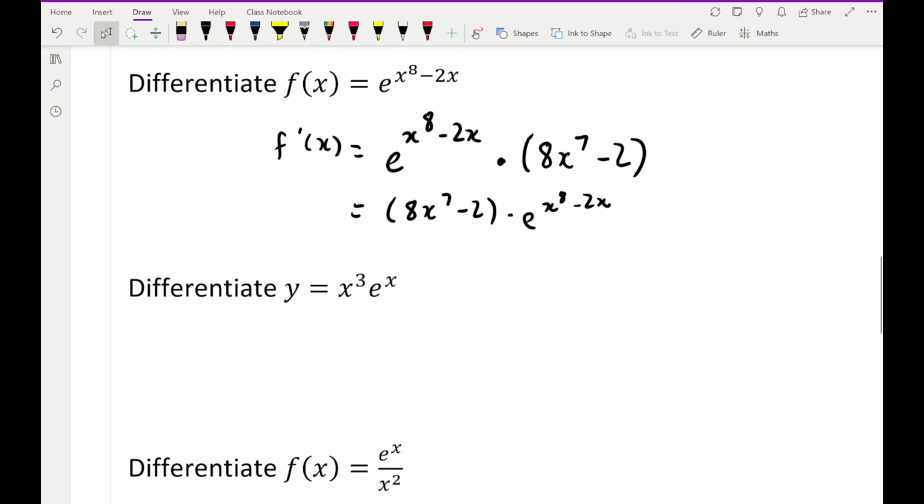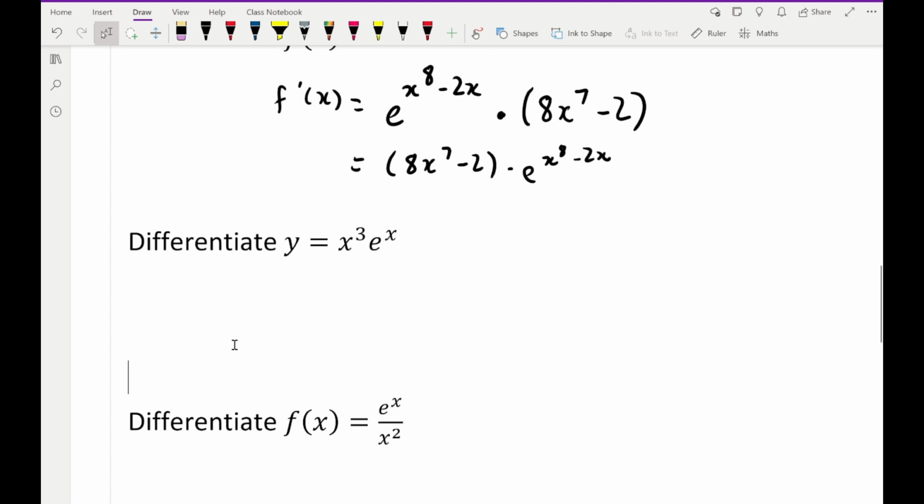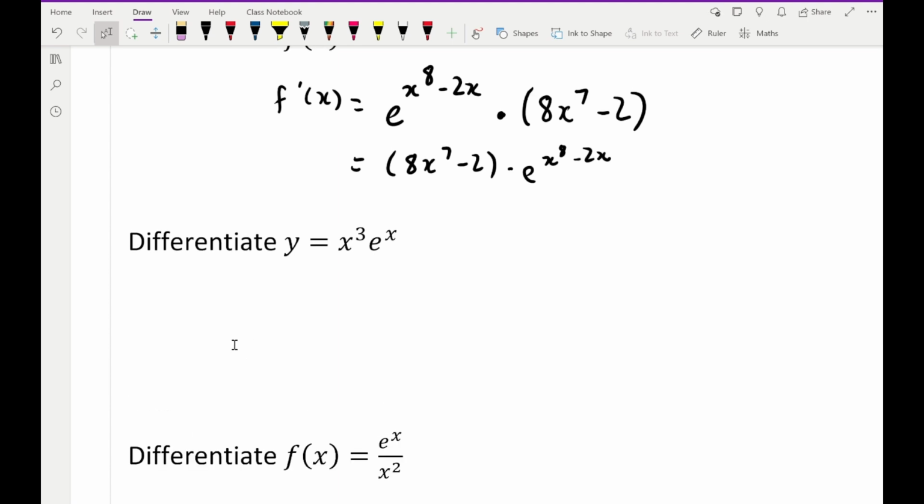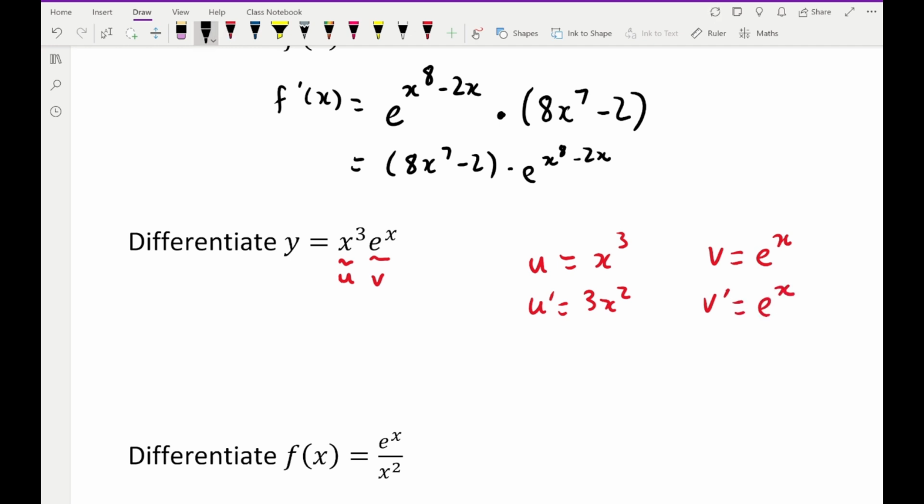Okay, differentiate this. Now, if you're feeling game, pause the video, stop, have a go at it. Now, hopefully you've had a go at it, and I'm hoping that you used the product rule. That's something I didn't mention in the product rule video, but it's really important. The hard thing about the product rule is knowing when to use the product rule, because quite often it's hard to spot. So here u is x cubed, u dash is 3x squared, v is e to the x, and v dash is going to be e to the x. Just a straight up product rule. dy/dx equals u dash v plus uv dash.